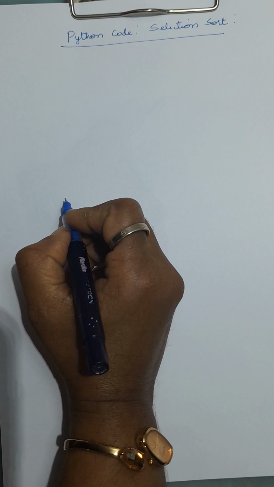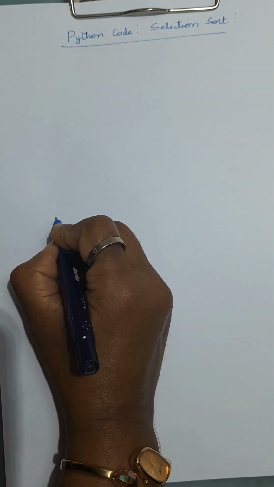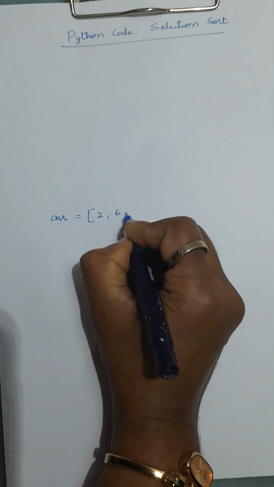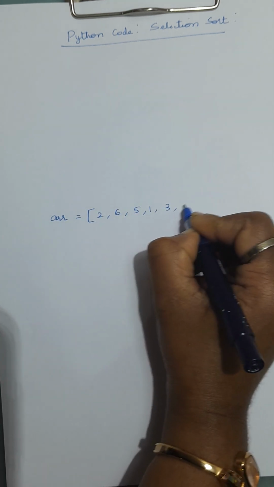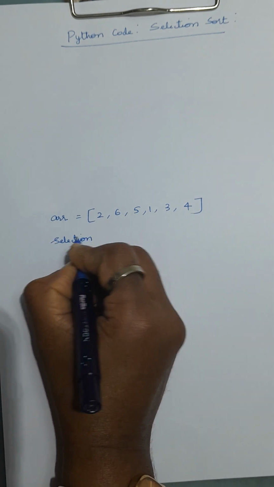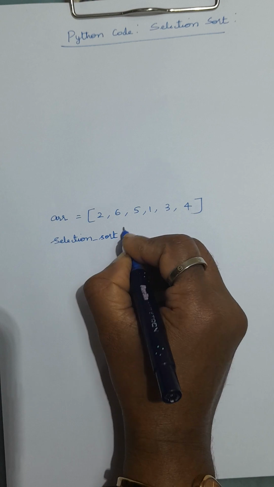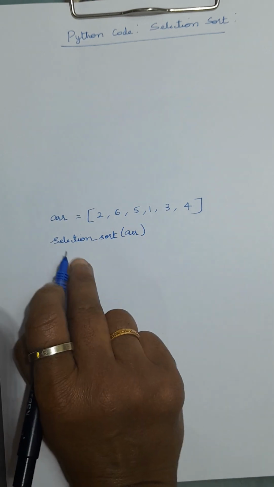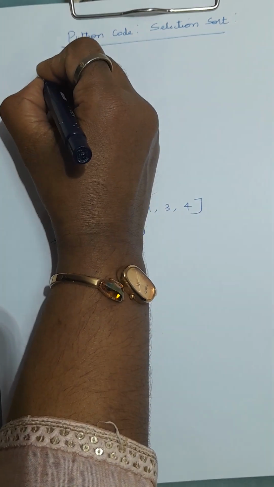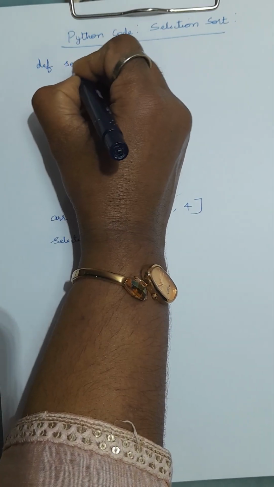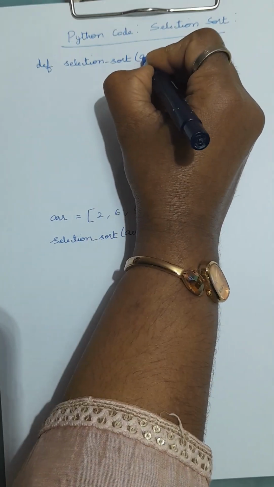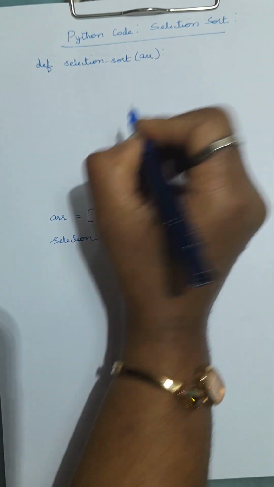So let me define an array of elements, list 2, 6, 5, 1, 3 and 4. Then I make a function called selection_sort, passing array as the argument. Now since I'm making use of the function, I have to define the function using the def keyword, def selection_sort, the argument array, ending with colon.